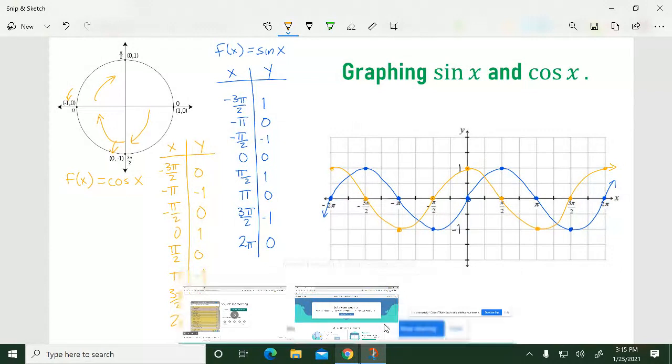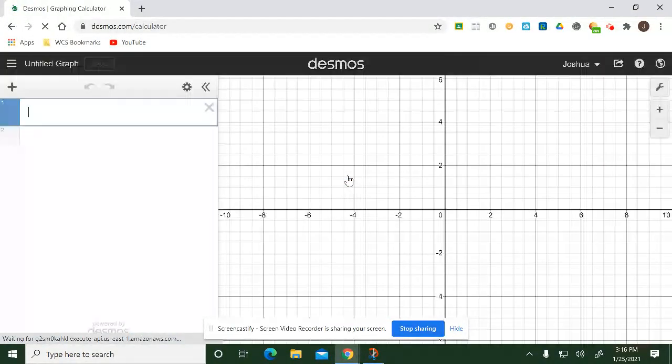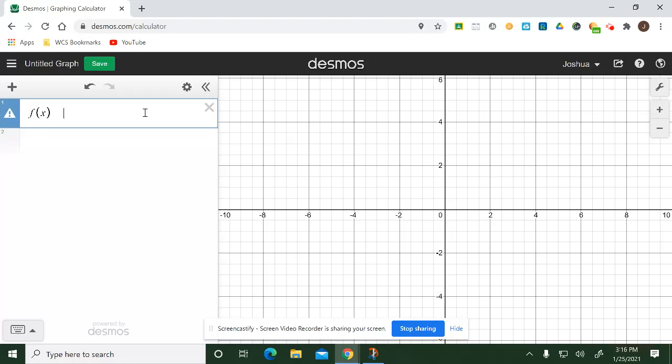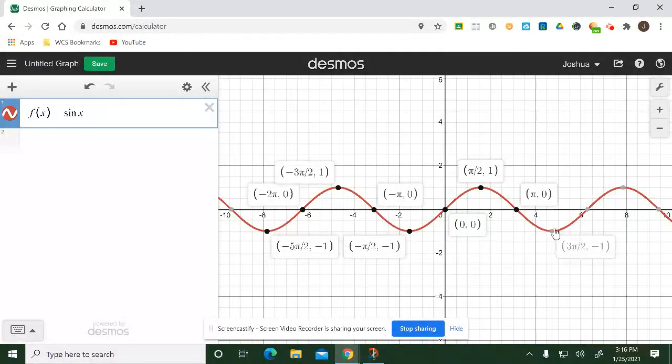But I'm going to pull up Desmos, go to the graphing calculator. I'm going to graph sine of x, my f of x to be proper. And I can see the wave. I can see this sine wave, and it looks a lot like the picture I just showed. But what I don't have is, whoa. I had no idea it would do that. I thought it'd give me decimals. Never mind. This is great.